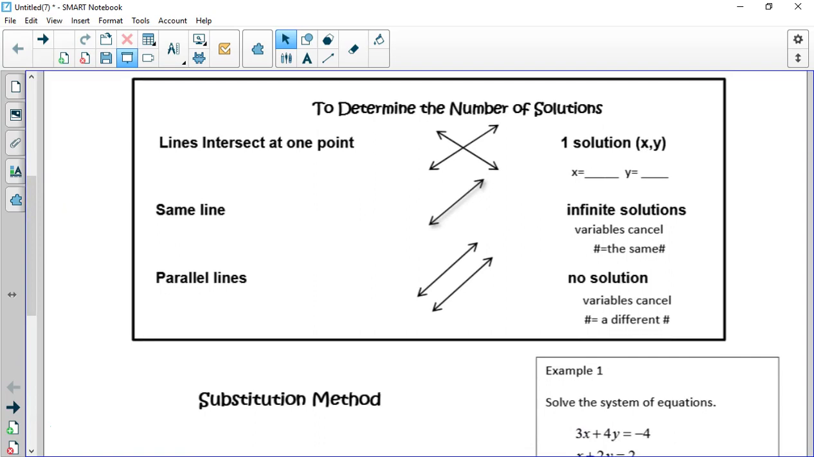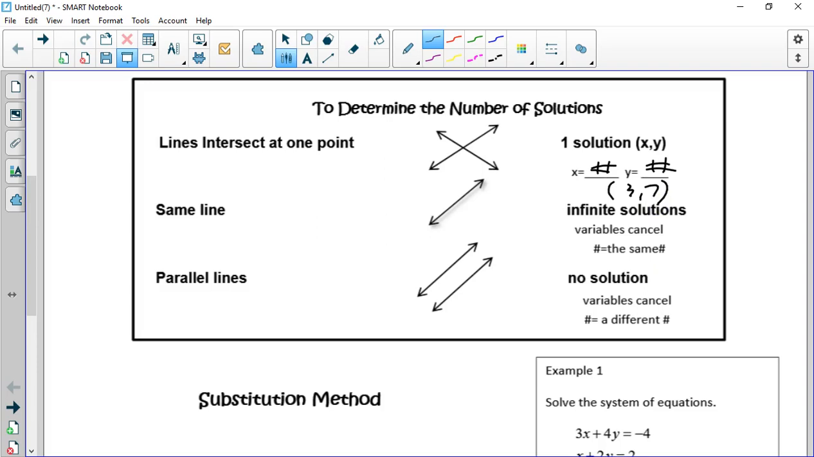So, first off, to determine the number of solutions, if they intersect at one point, then you're going to get a solution of x equals a number and y equals a different number. It can be the same number, different number. So you're going to get something like 3, 7, -2, 18, whatever.